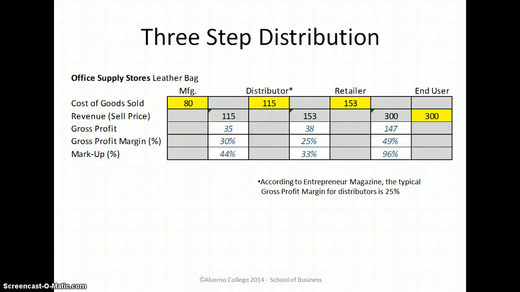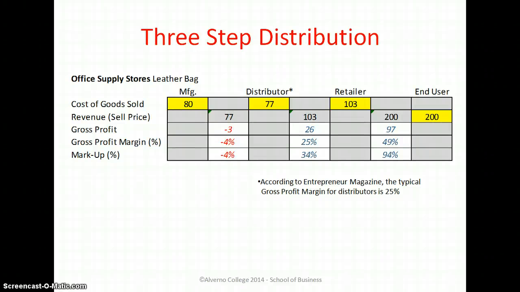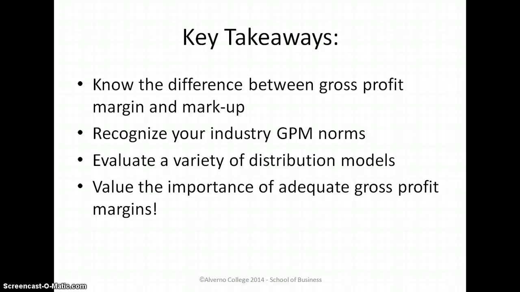But what happens if the demand for the bags goes down and the end user says, I'm not going to pay that, I'm only going to pay $200 for that leather bag? Well, if the retailer still says, I want my 49%, the distributor says, I want my 25%, and the manufacturer says, well, it cost me $80 to make this, this is not going to work. So the manufacturer has to reduce the cost, or the distributors and retailers have to adjust their demands on gross profit margins. So you can see all this interconnects.